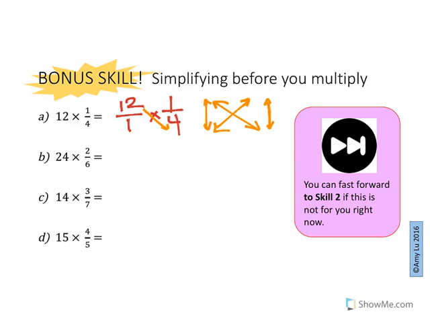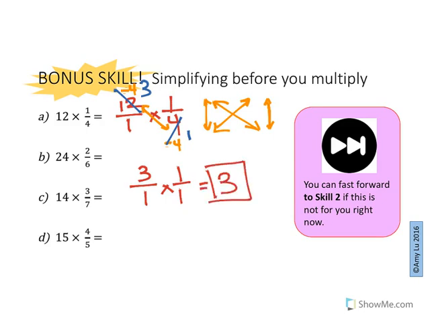Can I find a common factor between 12 and 4? Yes, they both can be divided by 4. So 4 divided by 4 simply just makes 1. And 12 divided by 4 simply makes 3. So if I rewrite this fraction, it becomes 3 over 1 times 1 over 1, which just makes 3. And that was our answer if we were to multiply straight across and then simplify.